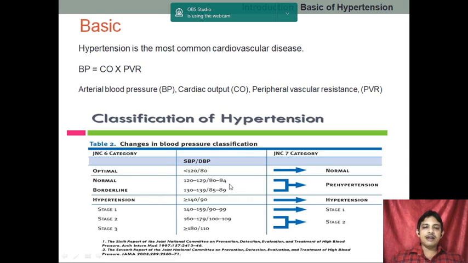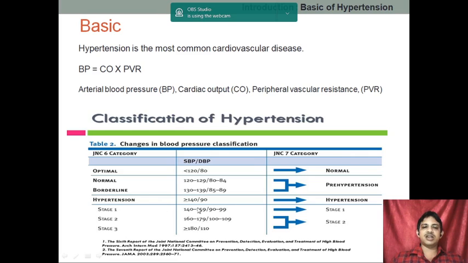And nowadays it is considered as pre-hypertensive, that means the pre-hypertensive stage. Now together it was considered as a pre-hypertensive stage. Next is hypertension. Now it is more than 140 systolic and diastolic more than 90. So now also it is considered as hypertension. But under JNC6, hypertension was divided into three categories, and currently it is divided into two categories.